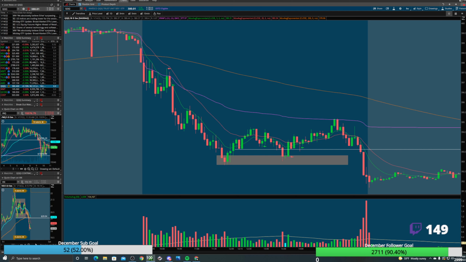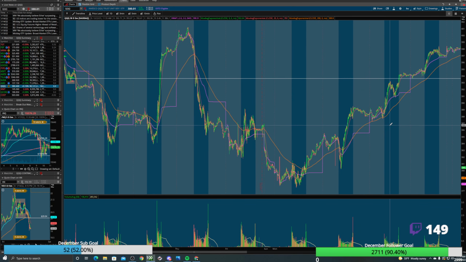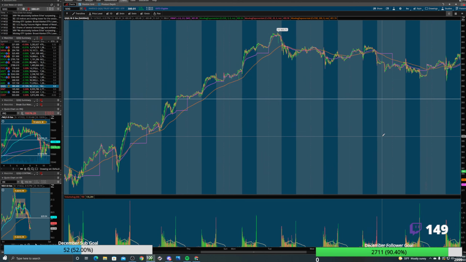Would I reduce size based on the time of the day? Yes, I do. Normally, before 12 o'clock, I've already made my goal. I would say 90% of the time.